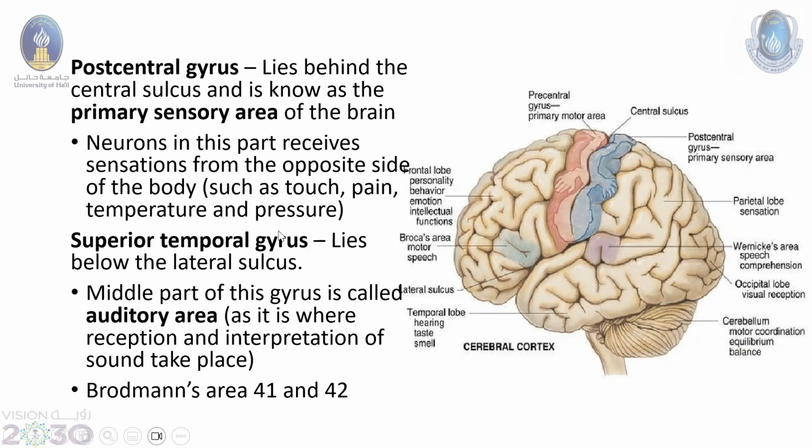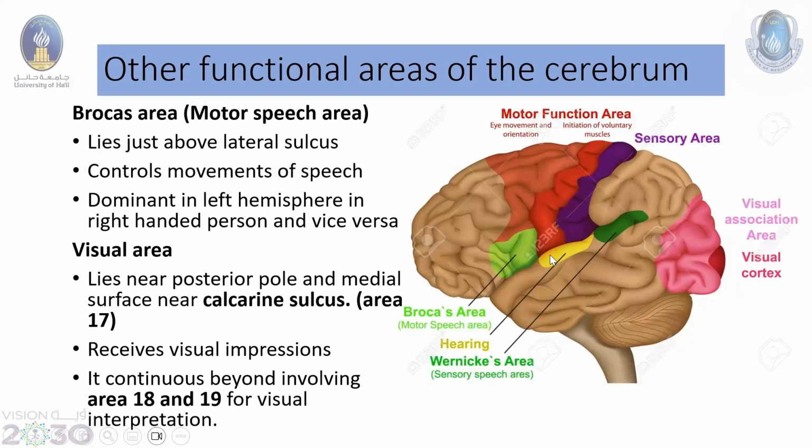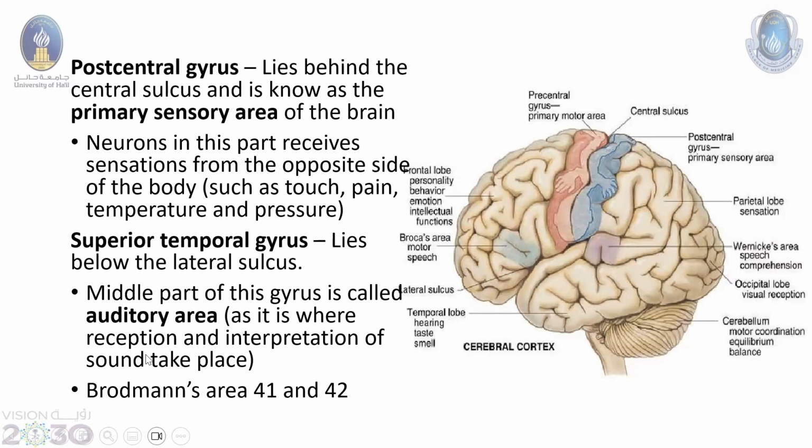Now coming to the superior temporal gyrus, which lies below the lateral sulcus. This is the lateral sulcus here, and just below it is the superior temporal gyrus. The middle part of this gyrus is called the auditory area. It is not shown here, so let me show the next picture. Here you can see the hearing area or auditory area, where the reception and interpretation of sound takes place. This is the area for audition or hearing, and it is classified by Brodmann as Brodmann areas 41 and 42.